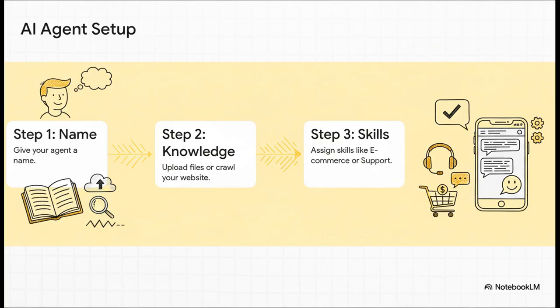First, you give your agent a name. Then, you've got to give it some brains. You do that by either uploading documents or just telling it to crawl your website for information. Step 3, you give it a job, like e-commerce or customer support. And then, and this is so important, you test it out. You talk to it, see how it responds, and tweak things until it's perfect.